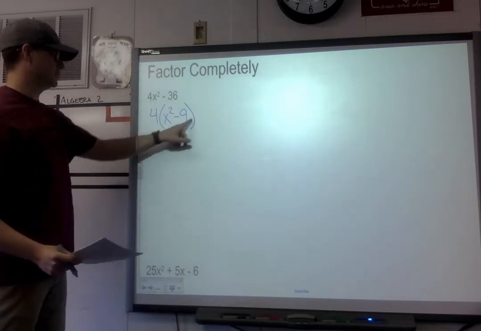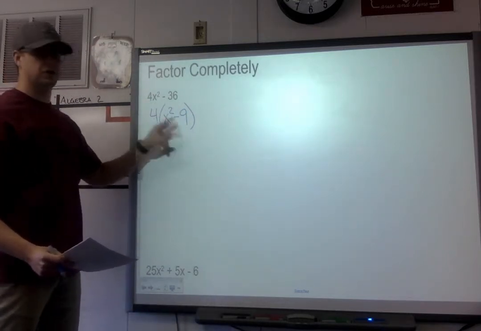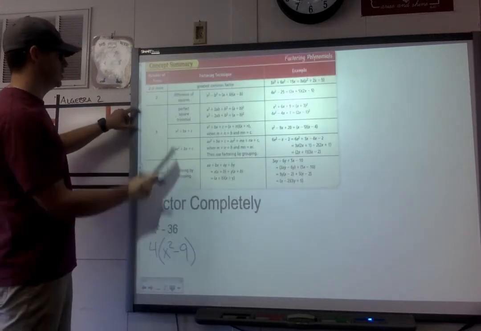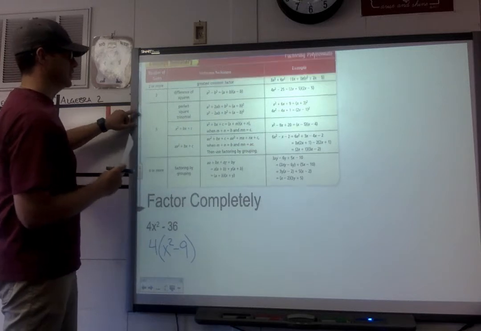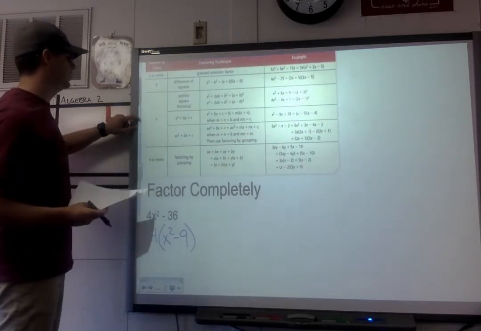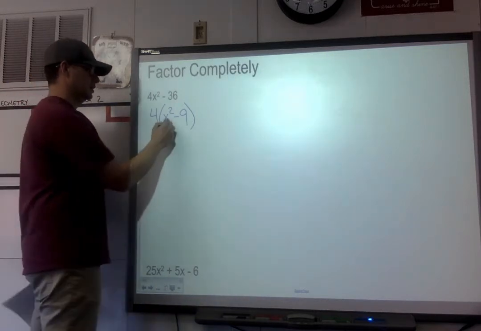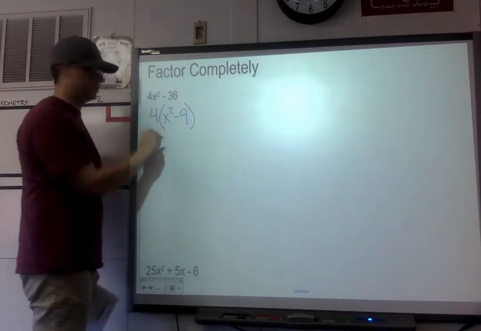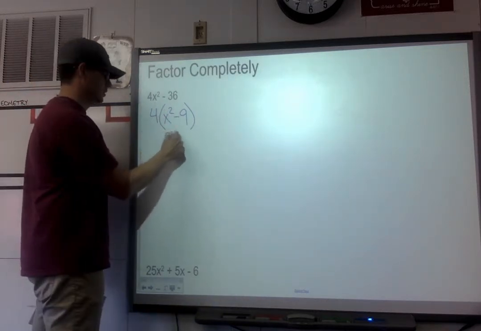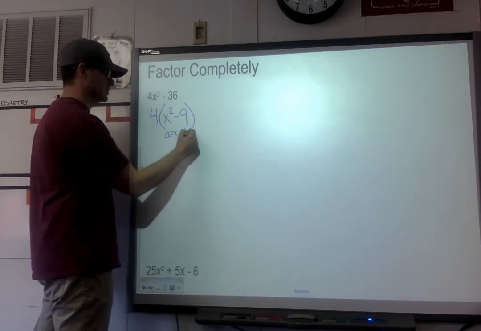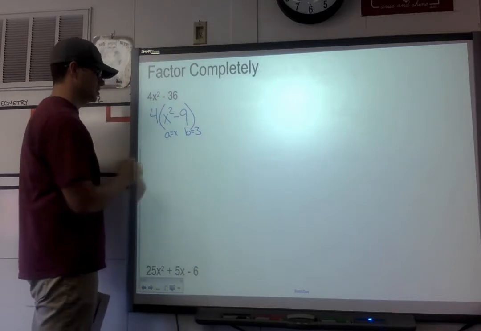Now we've got a polynomial with two terms, meaning it's a binomial. Going back up to that chart, we already took out the greatest common factor. Our only other option is to see if we have a difference of squares. Here, our first term is a perfect square, the square root would be x. Our second term is a perfect square, the square root would be 3.